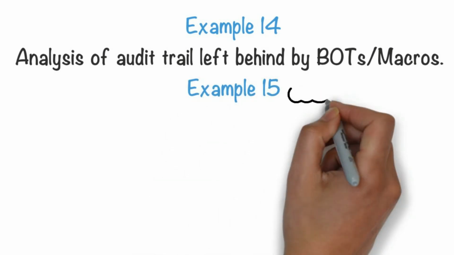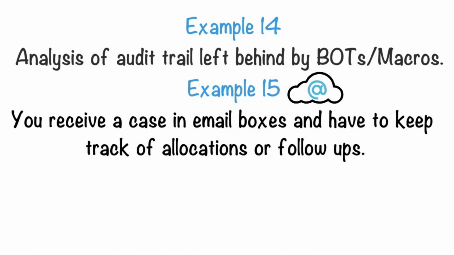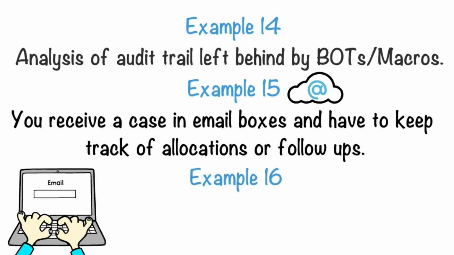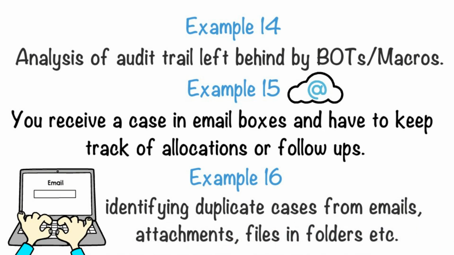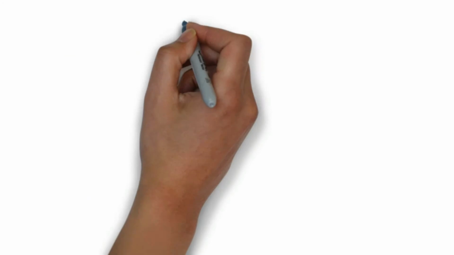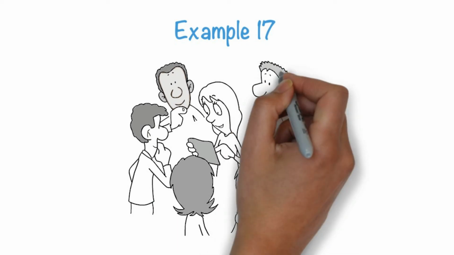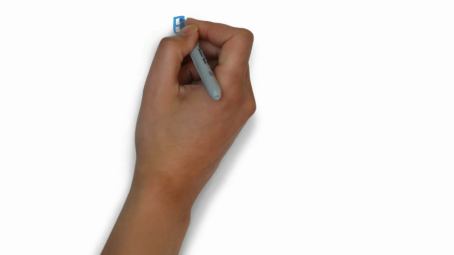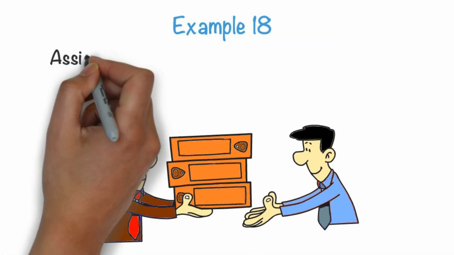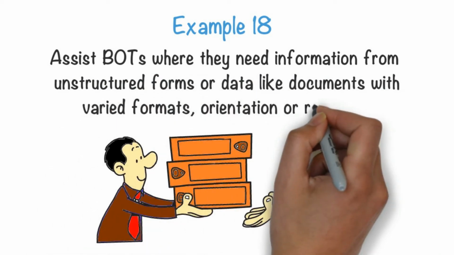Example 15. You receive a case in email boxes and have to keep track of allocations or follow-ups. Example 16. Identifying duplicate cases from emails, attachments, files in folders, etc. Example 17. You can use analytics to hire people based on understanding of attrition data, recruitment data, etc. Example 18. Assist bots where they need information from unstructured forms or data like documents with varied formats, orientation or resolution.